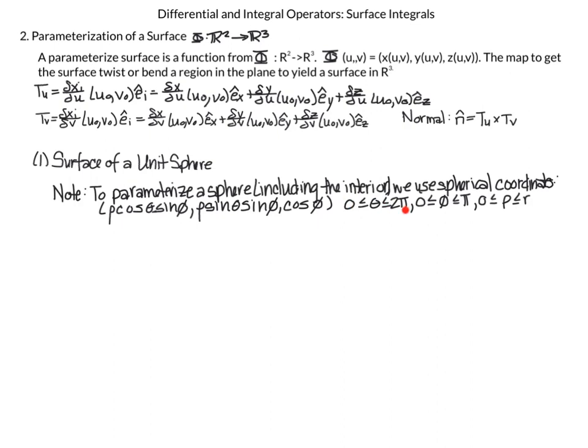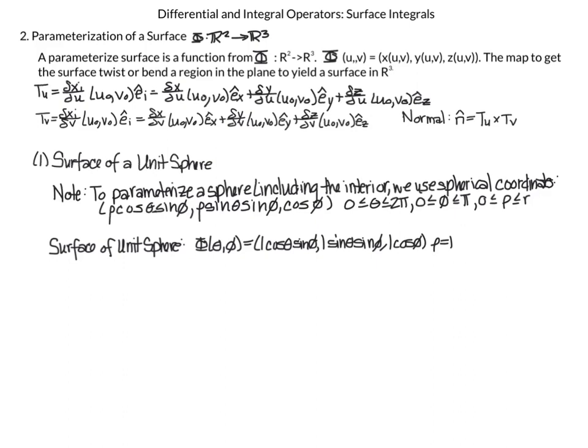And then theta will go between 0 and 2 pi, phi would go between 0 and pi, and rho goes between 0 and r. And again, these are just spherical coordinates and should look familiar to you. From here, if we want to parameterize just the surface, our angles have the same range. However, what we will do is hold our radius constant. So if we want the unit sphere, our radius, our rho, will be held at 1. So now we have our parameterization.